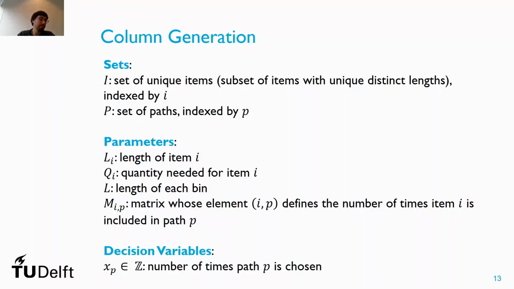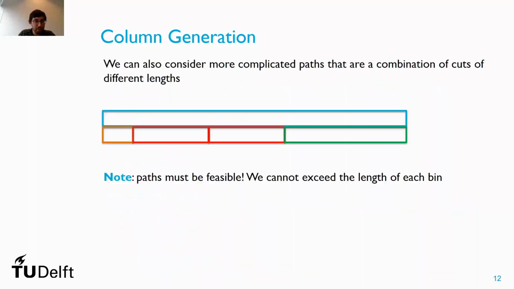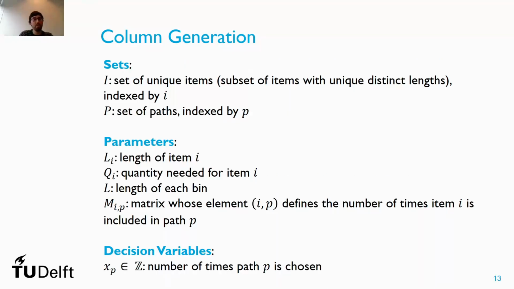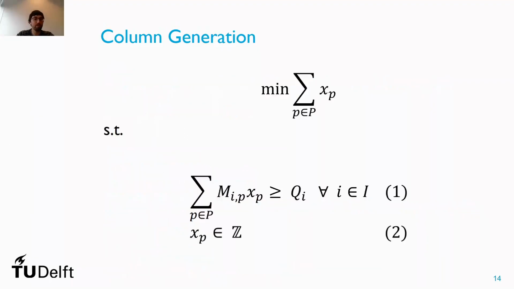And then we have a set of decision variables. So actually, let me provide you an example. In this case, if this was path P, and remember items are 2, 5, and 8, M_IP in this case would have 1 for the first item, 2 for the second item, and 1 for the third item, because item 1, so length 2, appears once, item 2, which is length 5, appears twice, and item 3, which is length 8, appears once. Going back to the decision variables, X_P is an integer, and it represents the number of times path P is chosen in our final solution.